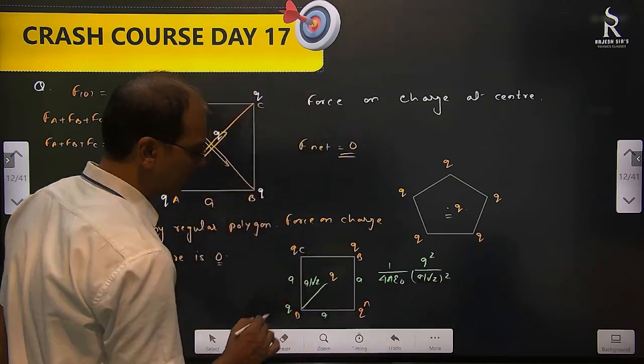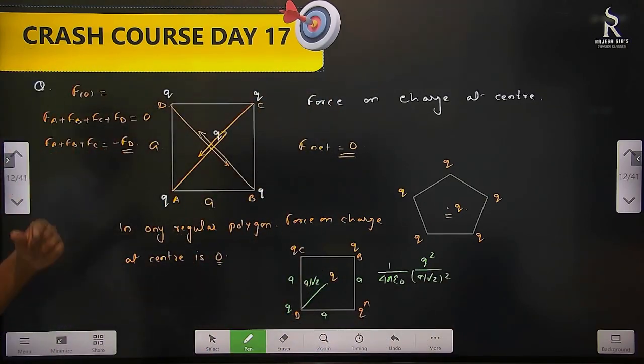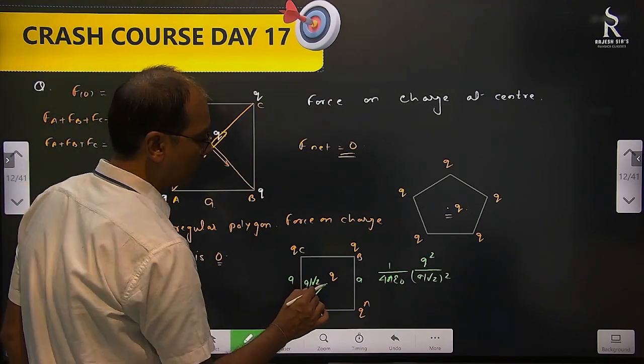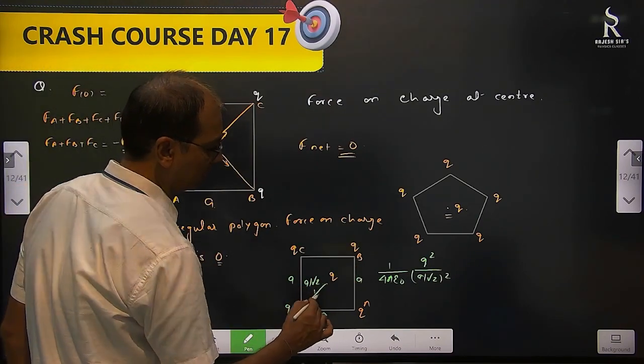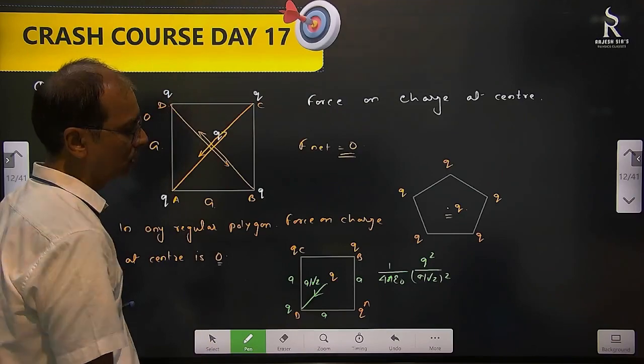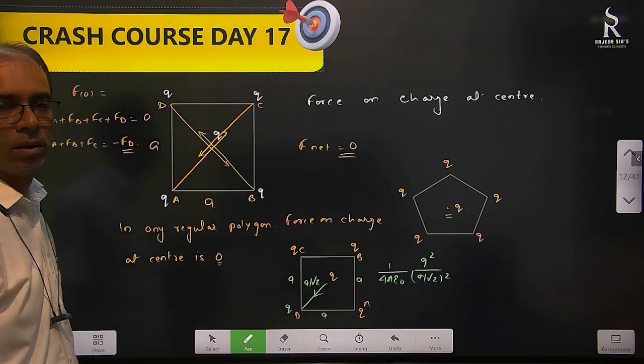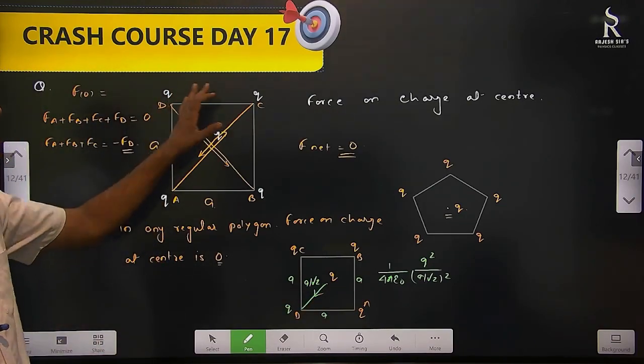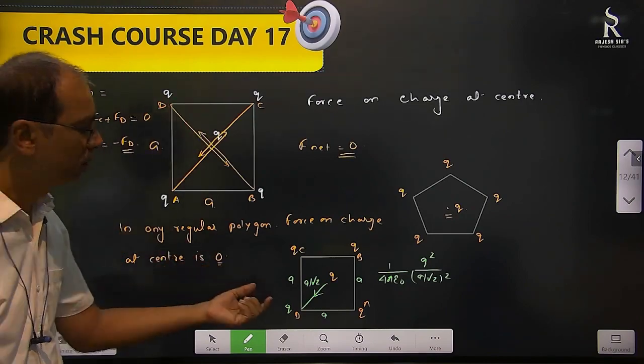But he says minus. That means the direction will not be repulsion, it will be attraction. So this is our answer. Okay, so we have to remember this, then only we can find it easily.